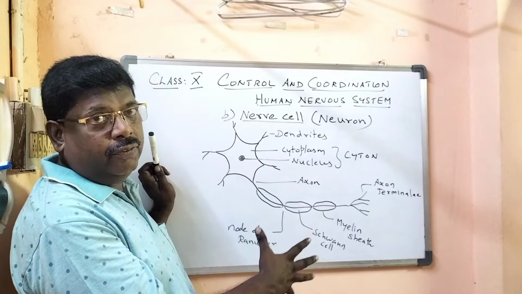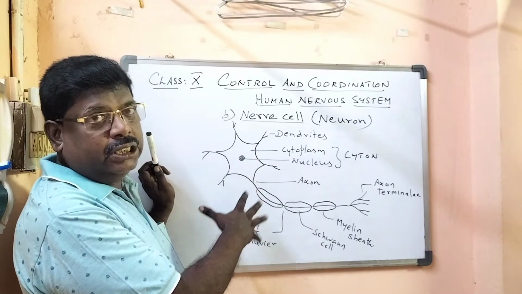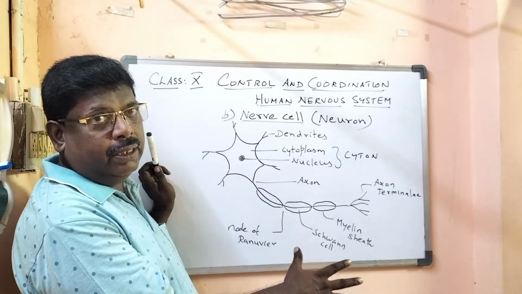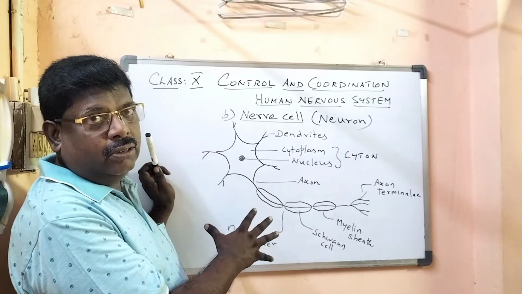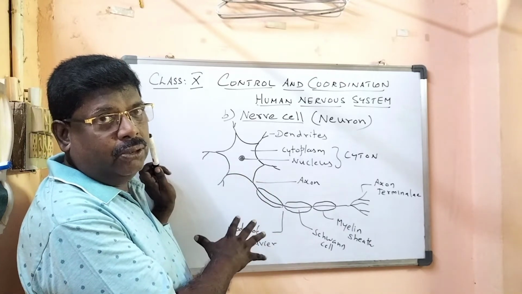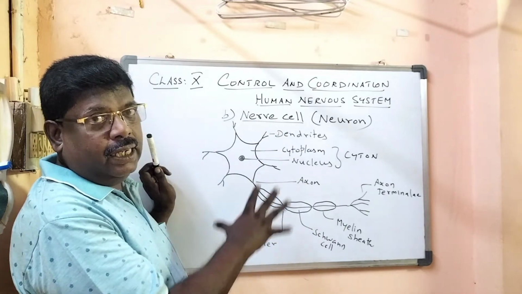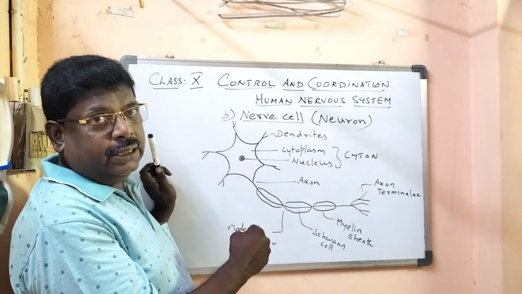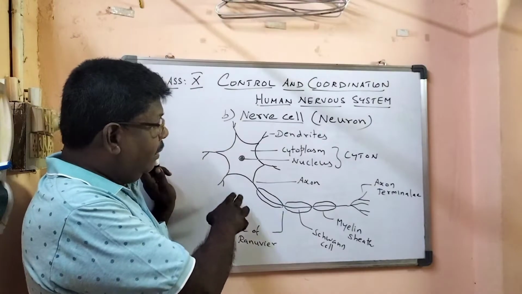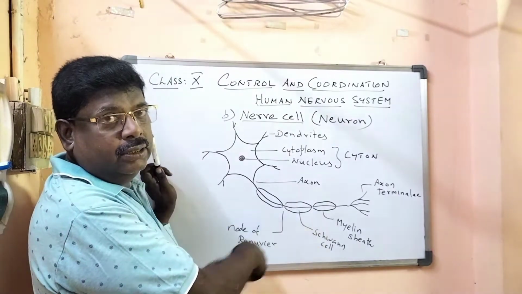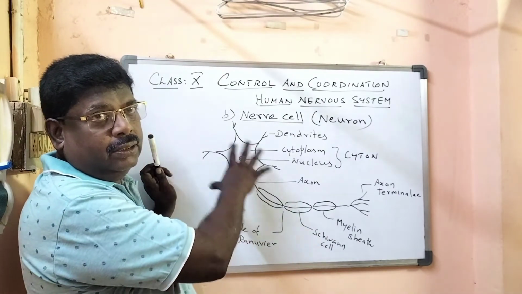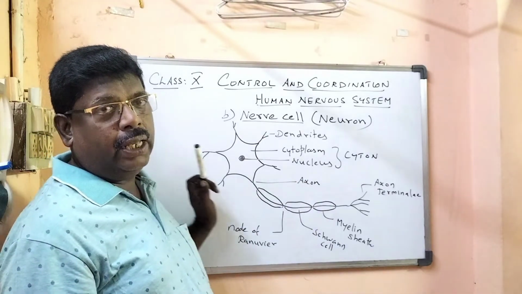It is the basic unit of nervous system. It has a head-like structure and a long tail-like filament. The head is called cyton. Inside the cyton, we have cytoplasm and nucleus. And surrounding the cyton, we have a lot of branches called dendrites. Dendrites will receive the messages from the brain. And we have the Schwann cells and node of Ranvier. That is how the structure of neuron looks.